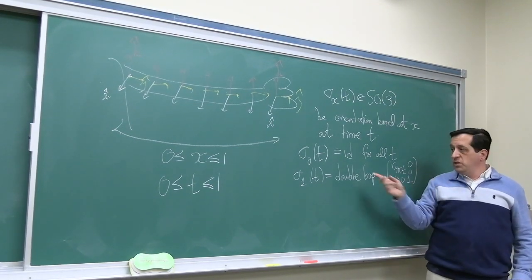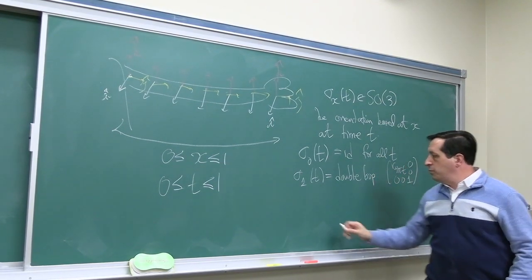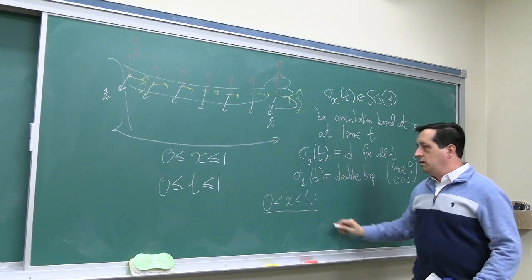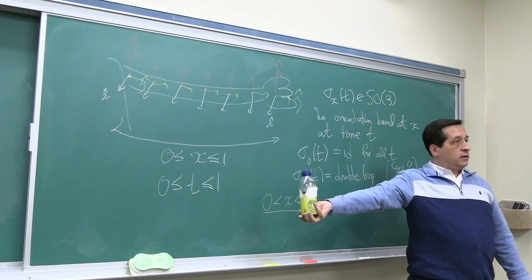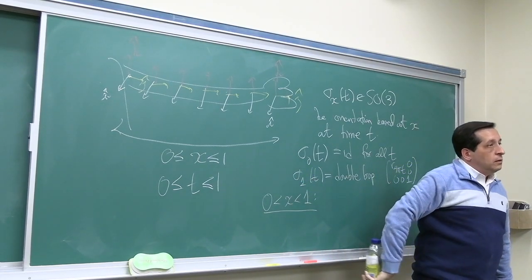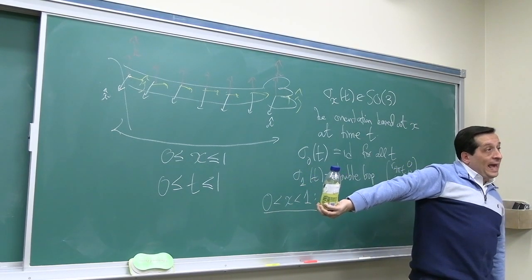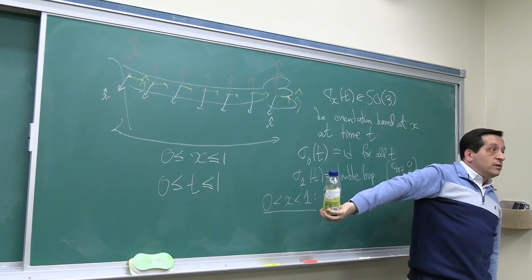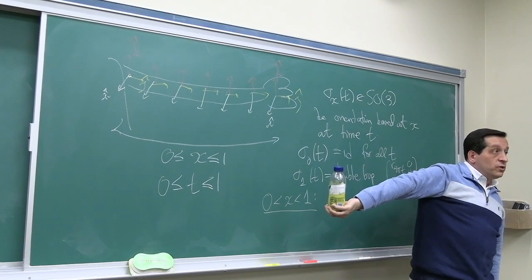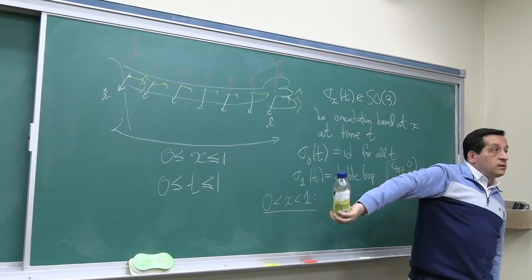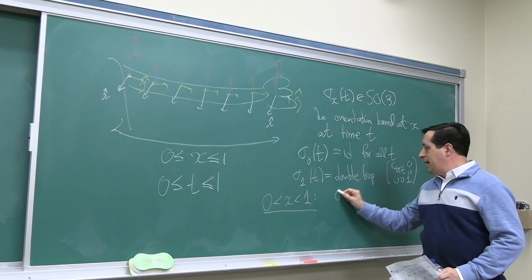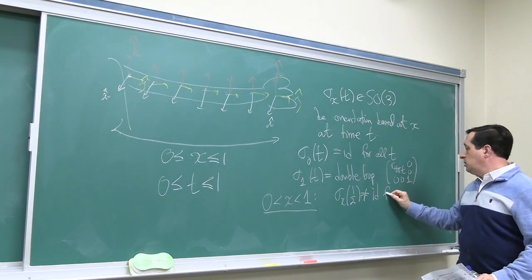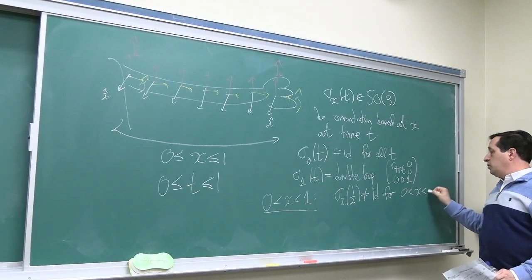Now what's happening in between? This is very important. Halfway through the trick, what's happened at x equals 1 is back where it was. x equals 0 never moved. But everywhere in between is completely screwed up. That's this double twisting. So sigma_x(1/2) is not the identity for x between 0 and 1.